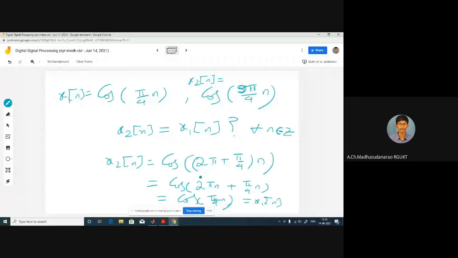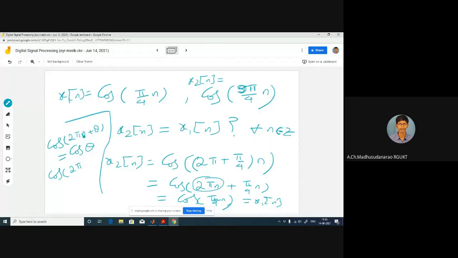Here, cos of 2 pi into integer plus theta. Where n is an integer, what is this? It is cos theta only. You are going to get once again cos theta. This is for any n, irrespective of n, but n should be an integer.